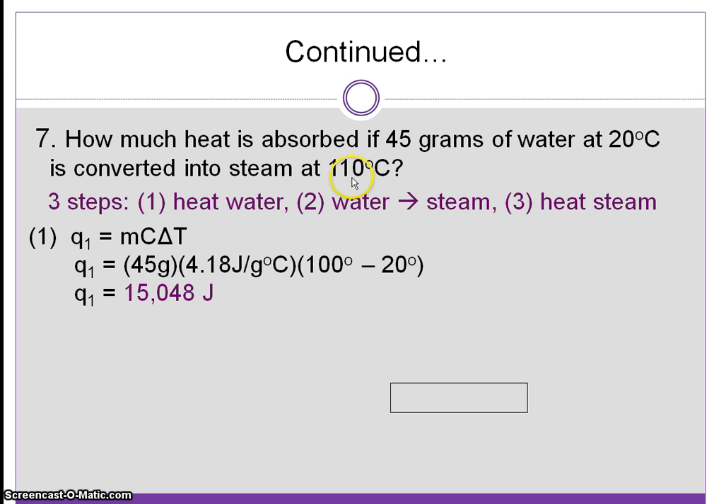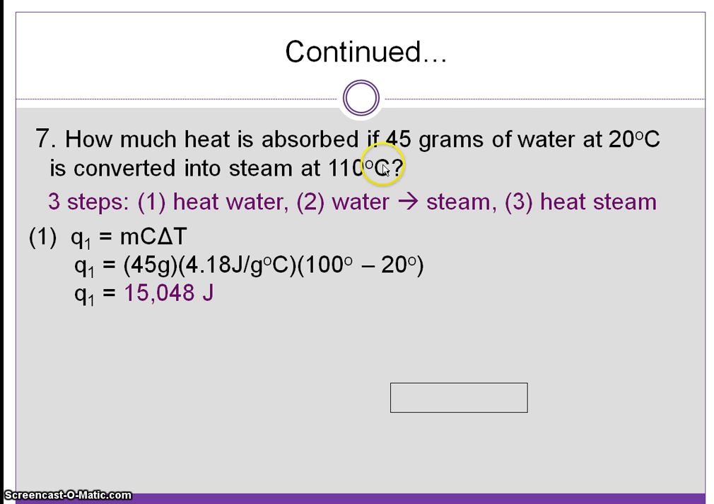A lot of people are going to take this final temperature, 110, and subtract 20, so they do 110 minus 20. But if you look at your graph, for this first segment, we're just going up to 100 degrees because we can't boil it until we're at 100. So we're going to stop at 100 degrees Celsius because that's the boiling point. So don't necessarily use the two temperatures together. This is just the amount of heat that it takes to get the water up to 100 degrees.